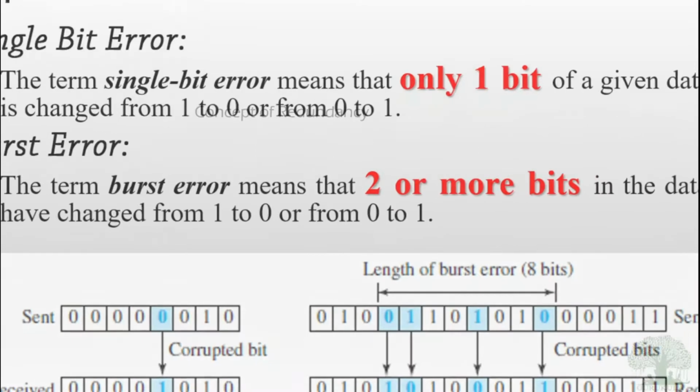So how do I rectify these errors? In order to detect the error or to correct the error, we need certain types of special codes to identify and correct the error. Those codes are what we call error detection and error correction codes. But a common thing between error detection and error correction codes is the concept of redundancy.